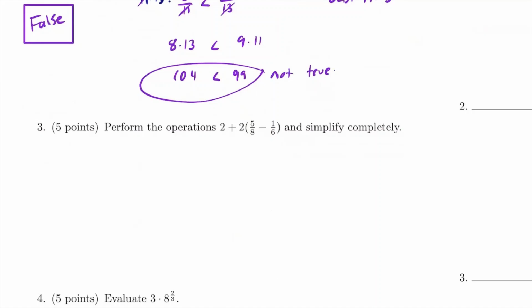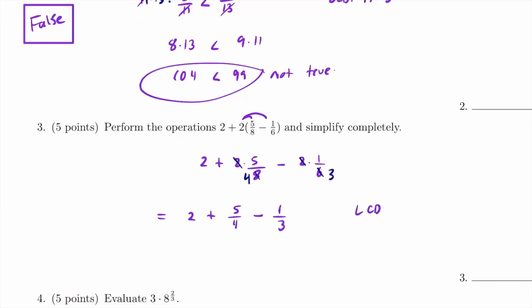So here we want to combine these numbers by performing the operation. I'm going to go ahead and distribute. That's one way to do it. Another way is to combine these and then distribute the two. I want to distribute because I can simplify the denominators as we distribute the two. So we have 2 plus 2 times 5/8 minus 2 times 1/6. Now here we're going to reduce the fractions. 2 and 8 leaves me with the 4, and then 2 and 6 leaves me with the 3 in the bottom. So we're obtaining 2 plus 5/4 minus 1/3.